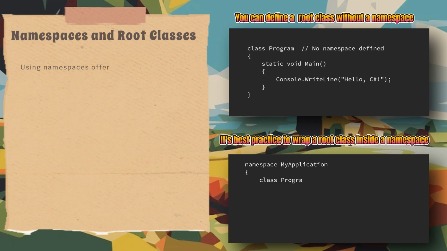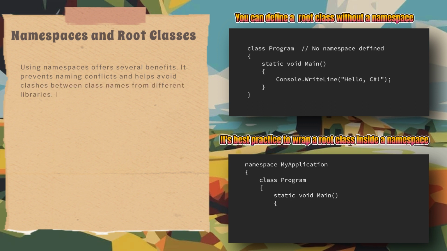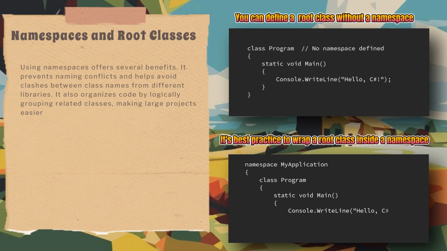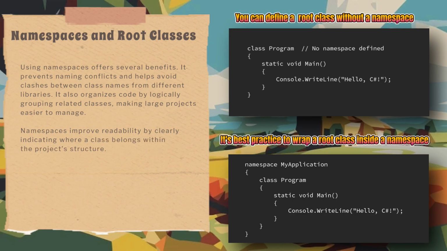Using namespaces offers several benefits. It prevents naming conflicts and helps avoid clashes between class names from different libraries. It also organizes code by logically grouping related classes, making large projects easier to manage. Namespaces improve readability by clearly indicating where a class belongs within the project structure.